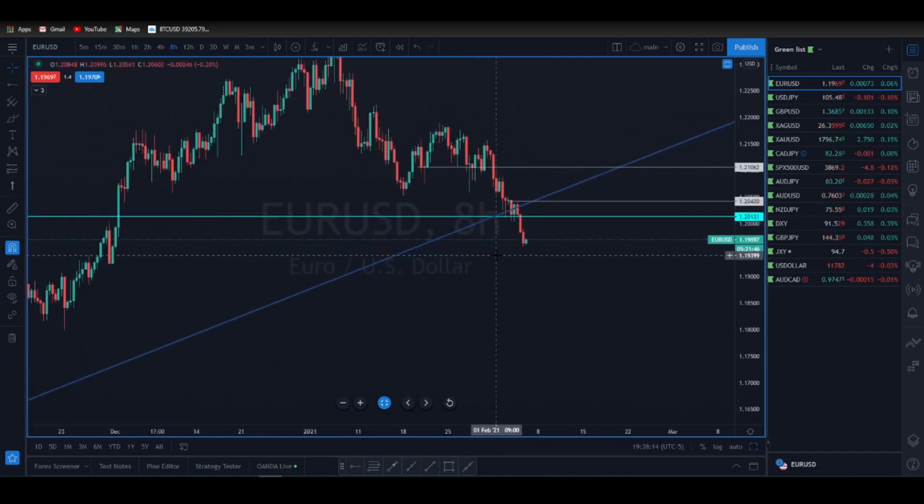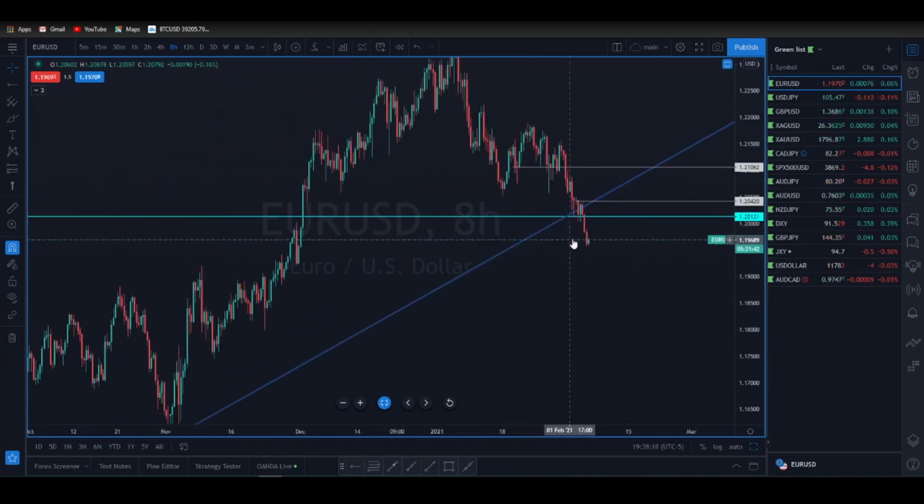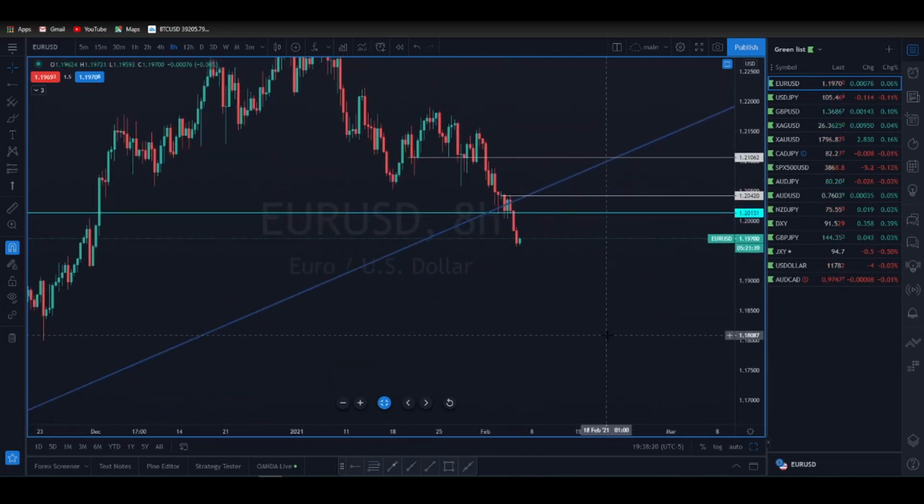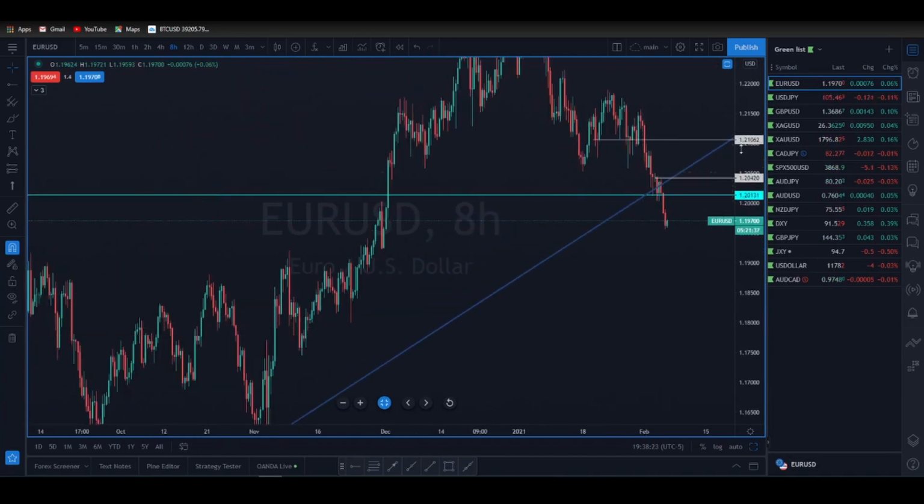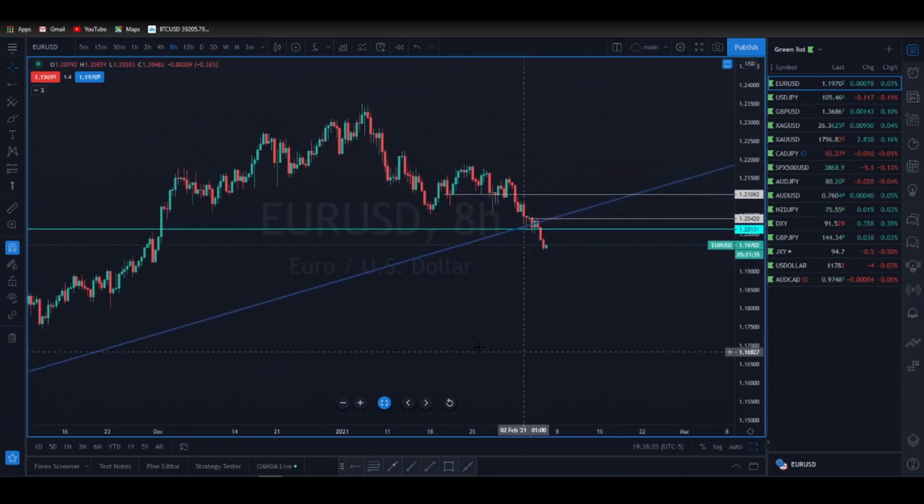We have broken beneath all of that. We are making lower highs and lower lows. So we need to wait to see where Euro USD finds support, or even if it does. We have broken beneath this ascending trend line, so it is possible that this thing is going to be looking pretty good for a selling opportunity if we push back up into these levels.